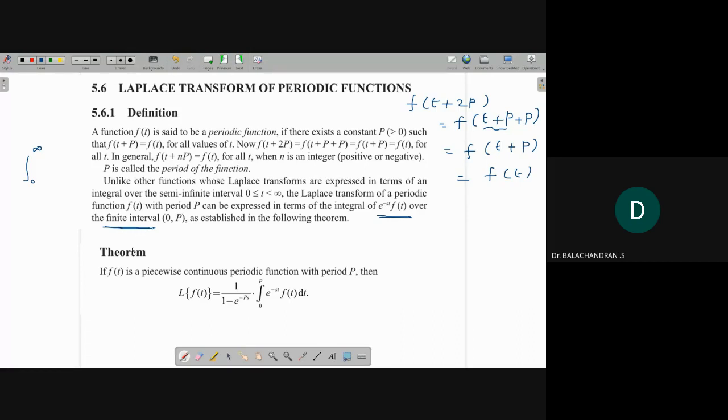So the statement of the theorem is: if f of t is a piecewise continuous periodic function with period p, then the Laplace transform of f of t equals 1 by 1 minus e power minus ps, integral 0 to p e power minus st into f of t dt. First I will give the proof for this theorem, because sometimes they ask it in the exam also. That's why I need to give the proof first.